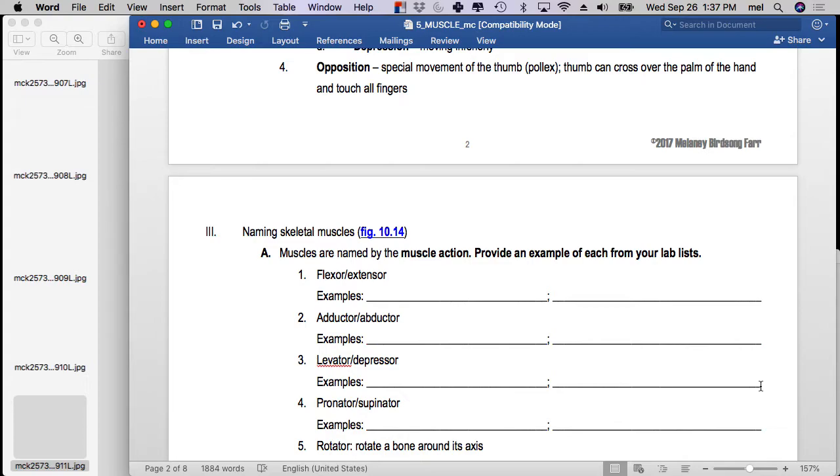Okay, so now what we are going to do is use all of that action that we just learned and try to figure out why muscles are called what they're called and how the muscle name can tell you where it is and what it does quite often. Okay, so before we go into all of this, I want to give you guys an example of how useful this can be.